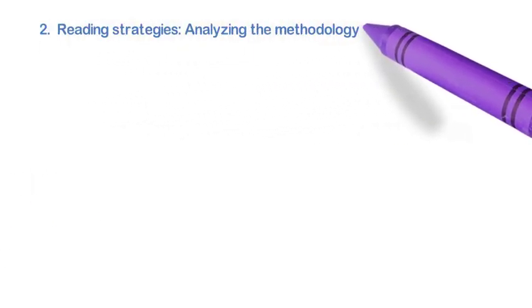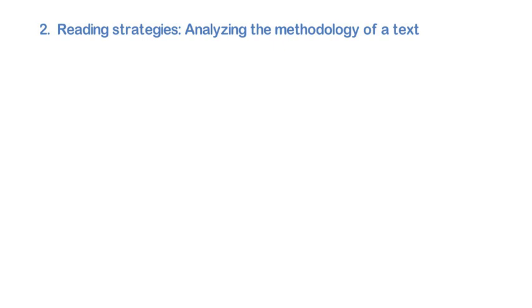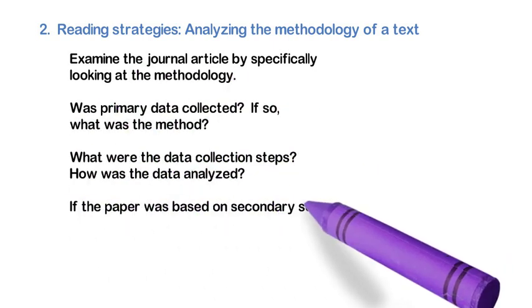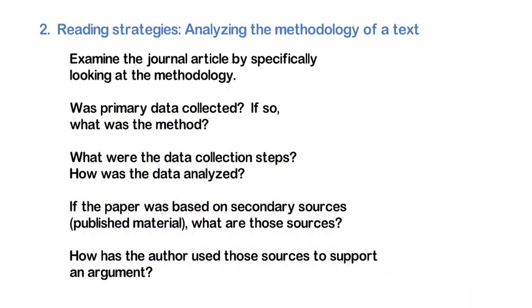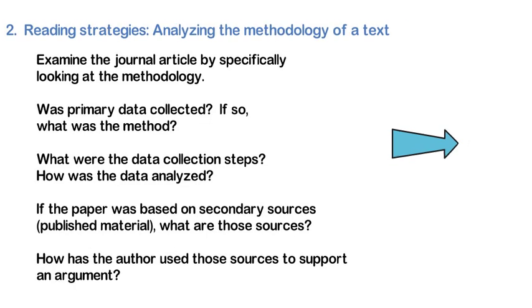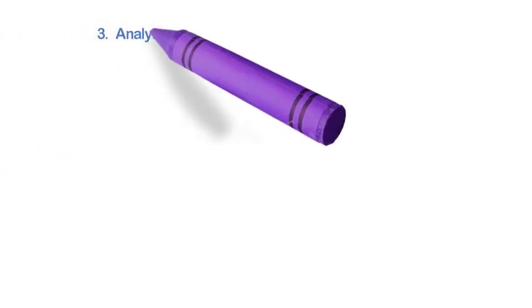So another reading strategy is analyzing the methodology of a text, particularly empirically based research articles. Look specifically at the methodology. Was primary data collected? If so, what was the method? What were the data collection steps? How was the data analyzed? If the paper was based on secondary sources, published material, what are those sources? How recent? How has the author used those sources to support an argument? So looking at the methodology can be a way into that paper.